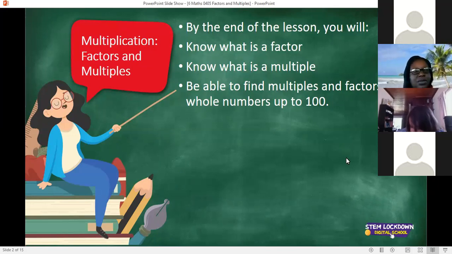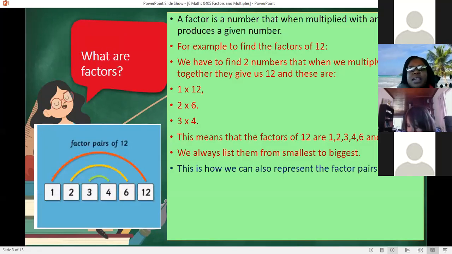I know most of you by now confuse a factor and a multiple, so I'll try by all means to distinguish them for you, so that by the end of the lesson, when you hear the word factor, you're not going to confuse it with multiples, because those are two different things, and I'll also show you the distinctions. So what are factors? When you talk about factors, what are we talking about? So we say a factor is a number that when multiplied with another produces a given number.